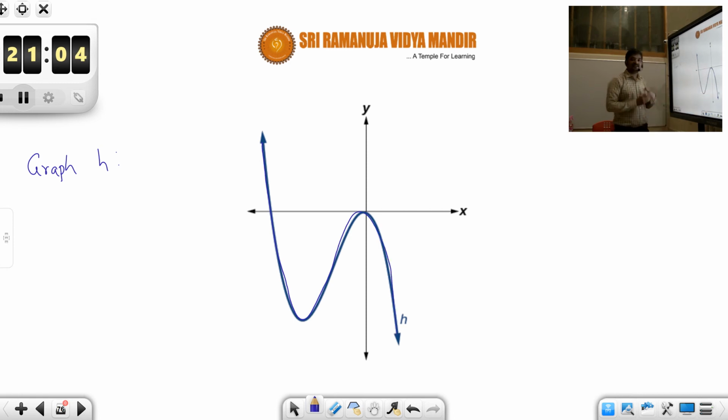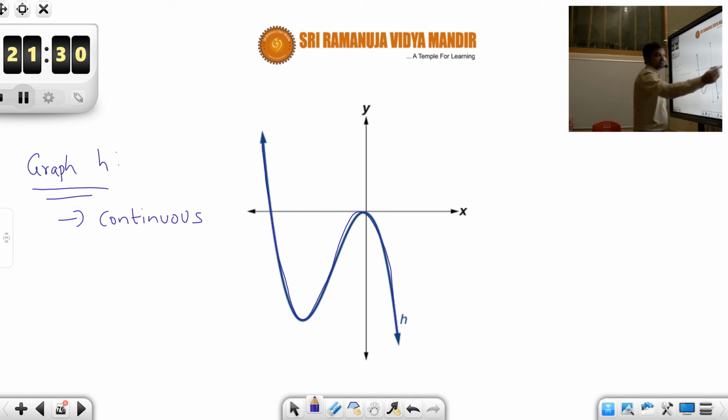So what can we say? If there are no gaps, we'll say that graph H is continuous. Okay, students, so graph H is continuous. And then the second property we need to look at is sharp corners. Does this graph have sharp corners? Sharp corners mean the pointed corners, like as we see in V, these type of pointed corners. There are no sharp corners, right? So we can say that this graph H is smooth.